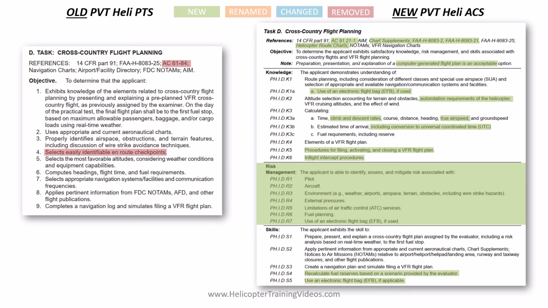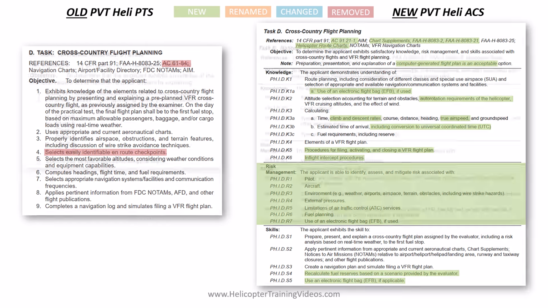Strangely, they seem to have taken out the section in the PTS that talks about selecting easily identifiable en-route checkpoints. Maybe that's just obvious that people are going to make it easily identifiable, or maybe there's more emphasis on using your onboard avionics and GPS position, or your EFB overlay.